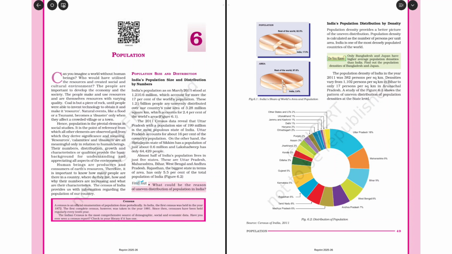And it isn't merely a head count. The text specifies it is the most comprehensive source of demographic, social, and economic data. So demographic meaning like statistical data about the population itself. Right. Demography is the statistical study of human populations. A true comprehensive census captures age, gender, occupation, literacy, and housing conditions. It is the ultimate diagnostic tool for a government.